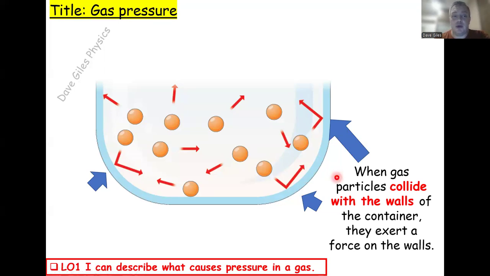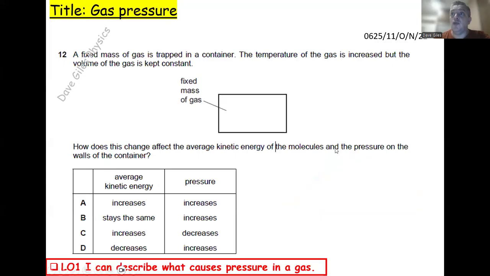So I'm going to do a very quick past paper 2 exam question on that. A fixed mass of gas is trapped in a container. The temperature of the gas is increased, but the volume of the gas is kept constant. How does this change affect the average kinetic energy of the molecules and the pressure on the walls of the container? Well, the pressure will increase and the average kinetic energy will also increase. So the answer is A.